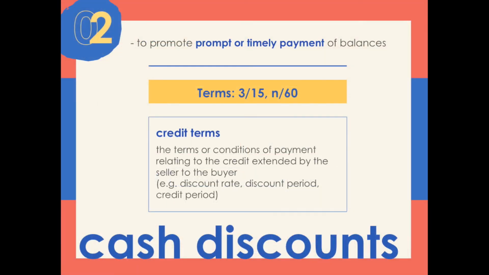Another type of discount is the cash discount, which is granted by the supplier to promote prompt or timely payment of balances. The cash discount is presented through the credit terms granted by the company. Usually we'll see it in this form: 3/15, n/60, or maybe 3/15, 2/10, n/30, and so on. These credit terms provide the terms or conditions of payment relating to the credit extended by the seller to the buyer for sales on account. The credit term would include information like the discount rate, the discount period, and the credit period.